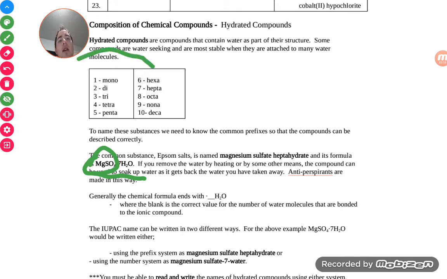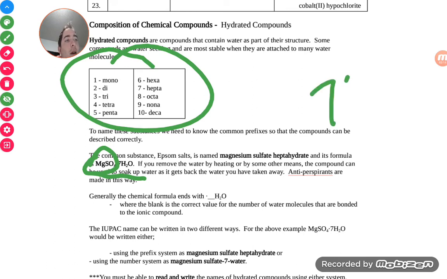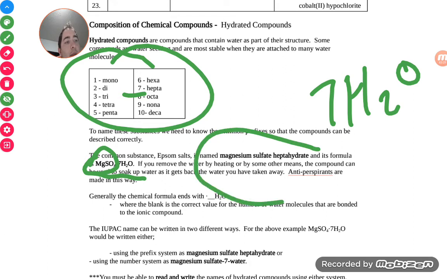Okay, then you use this chart here and identify it. So this was 7H2O. Okay, so you look at 7 on the chart, and you put hepta in front of it, and then the word hydrate. You don't write water, it's called a hydrate, okay? So that's how you come up with this name.